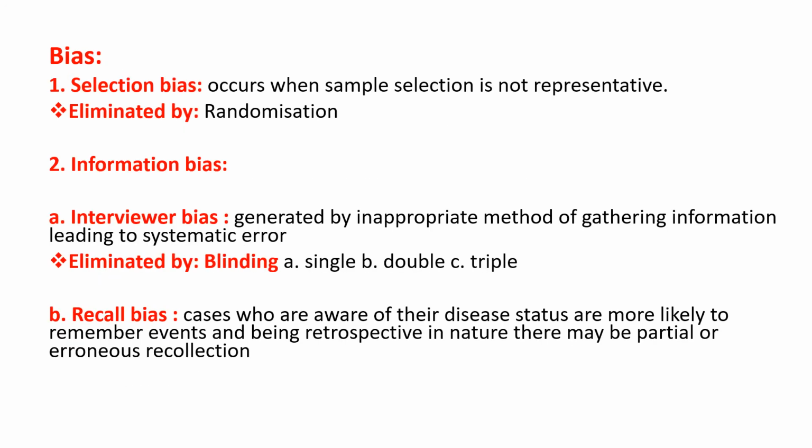So coming to the selection bias, this occurs when the sample selection is not representative. Supposing I am trying to look at the health characteristics of medical students, and then I collect a sample from the nursing students as well. So this sample selection is biased because it is not representative. It is a selection bias.